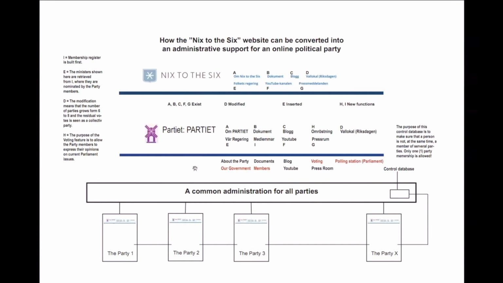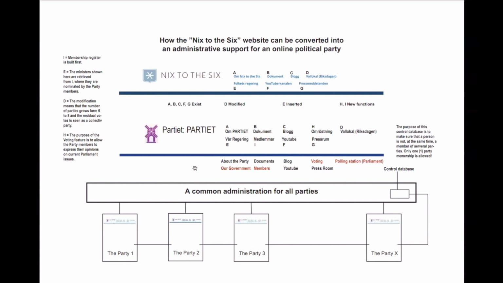A website that parties or party groups will rent from us. The purpose is to rent and administer at least 5 party groups, preferably more. 5 functions are already available and ready to be used. 2 functions need to be modified, and those are D and E respectively. 2 new functions are needed, H and I.